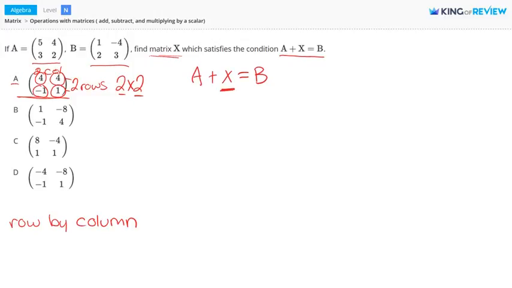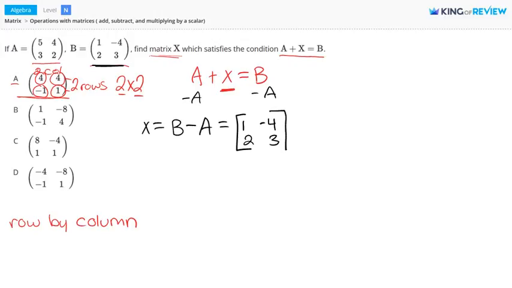So let's rearrange this equation so that we're solving for X. We're getting X by itself on one side. So I'm going to subtract A on both sides, and I'm left with X equals B minus A. Now we know what B is. B is this matrix here. So we have 1 and -4 in the first row, and 2 and 3 in the second row. And we're subtracting matrix A, which is this matrix here. 5 and 4 in the first row, and 3 and 2 in the second row.